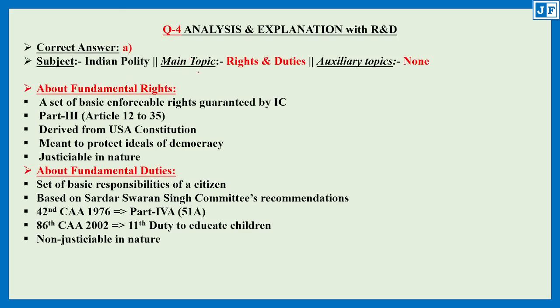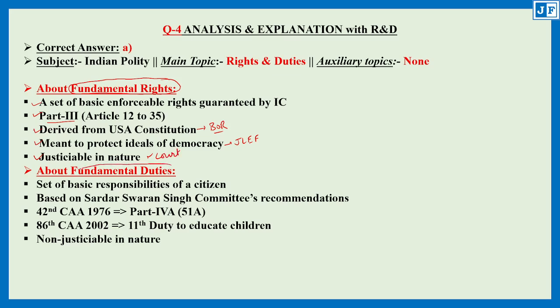Regarding rights and duties, there are some fundamental rights which are also a type of rights in the Indian Constitution. These are a set of basic and foreseeable rights guaranteed by the Indian Constitution, contained in Part 3 from Article 12 to 35. These are derived from the USA Constitution, which had the Bill of Rights. These are meant to promote the ideals of democracy. What are the ideals of democracy? Justice, liberty, equality, fraternity. These are justiciable in nature, that is, these can be enforced in a court of law.